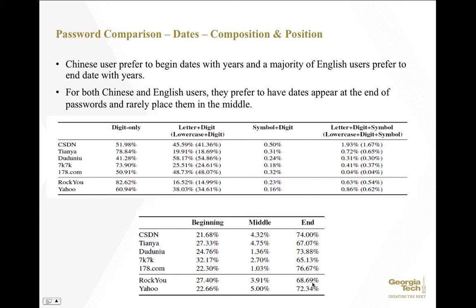I think the reason is, for me, I input some letters in the beginning, which I can remember easily, but then I remember I still need some digits, because some passwords need at least 8 characters or even 12, so I put some dates there. So that's why English and Chinese users prefer to put the dates at the end.